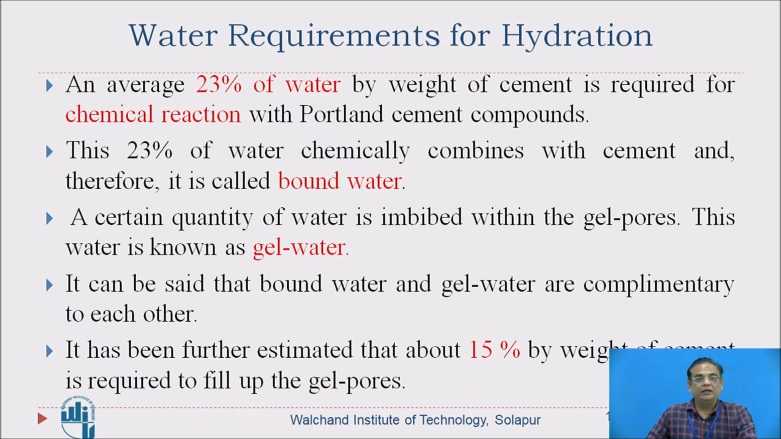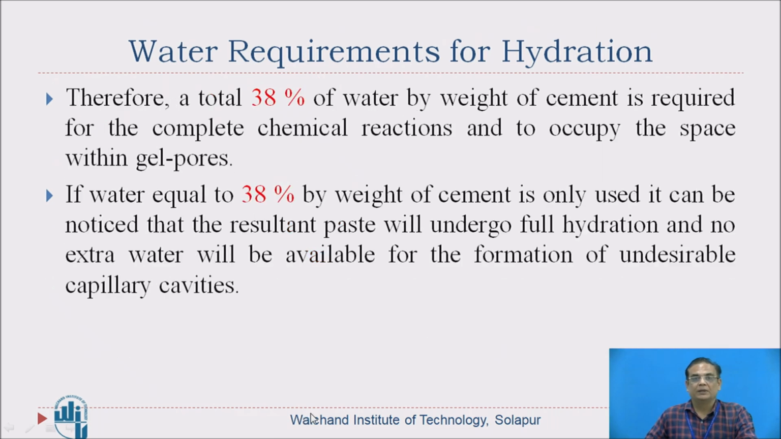Now a certain quantity of water is required for filling the gel pores. This water is known as gel water. How much water is required to fill the gel pores? About 15% by weight of cement is required to fill the gel pores. So a total of 23 plus 15 means 38% of water is required for complete hydration of cement. 38% by weight of cement, remember.